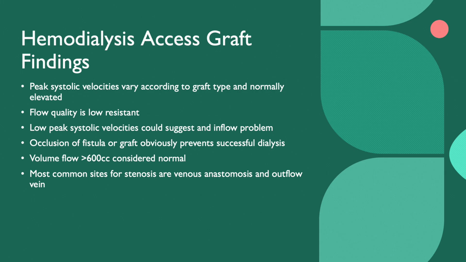The most common sites for stenosis on these fistulas and grafts are at the anastomosis on the venous side. And again, anastomosis is where they tie in vein to artery.